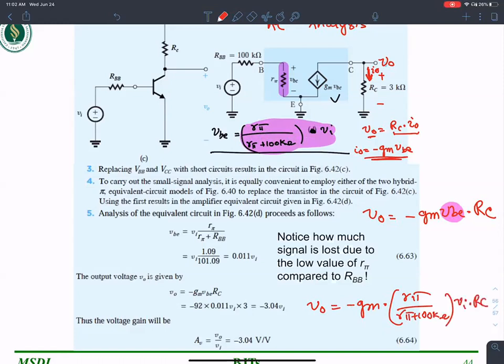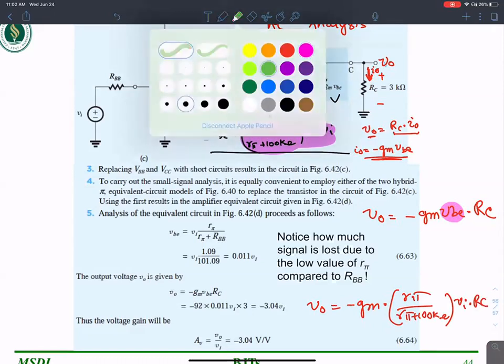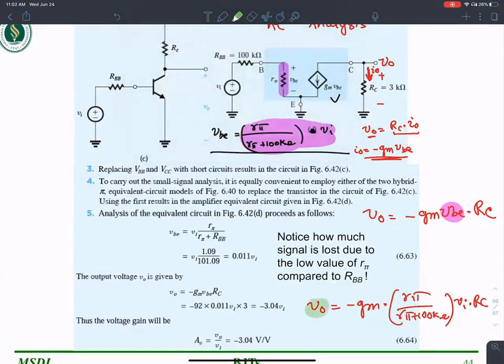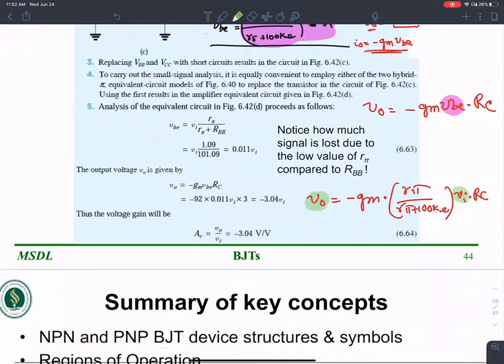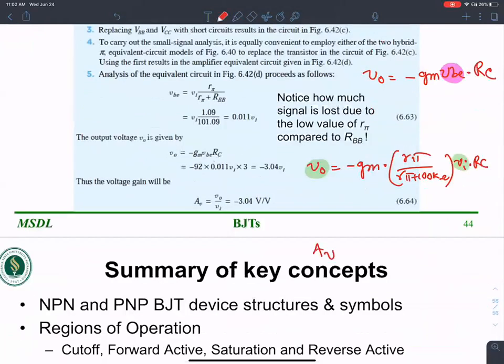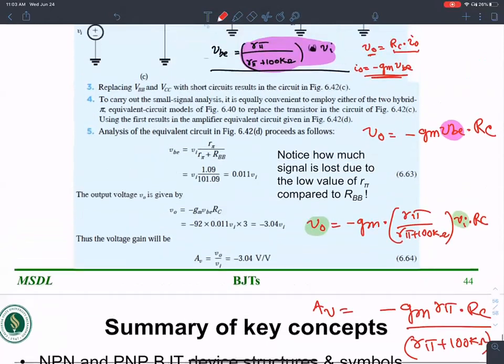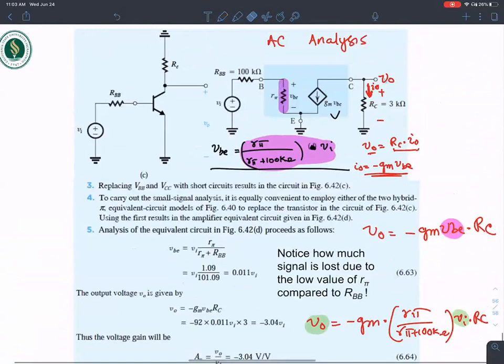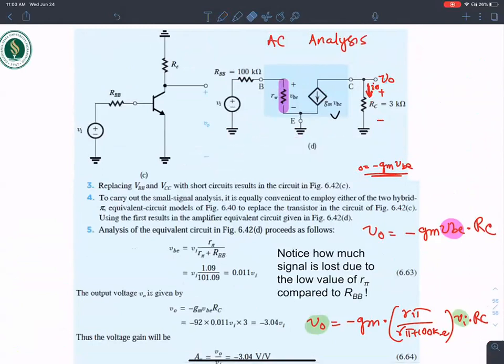times RC. Now if you wanted to find the value of V output over VI, the gain of this guy is negative GM R pi into RC over R pi plus 100 kilo ohms. That's all there is to it. It's a very simple problem based on voltage division and Ohm's law.